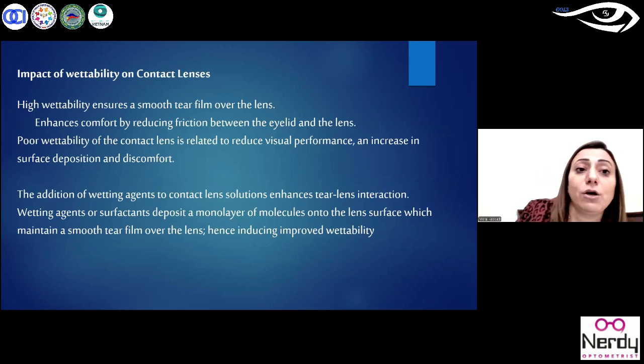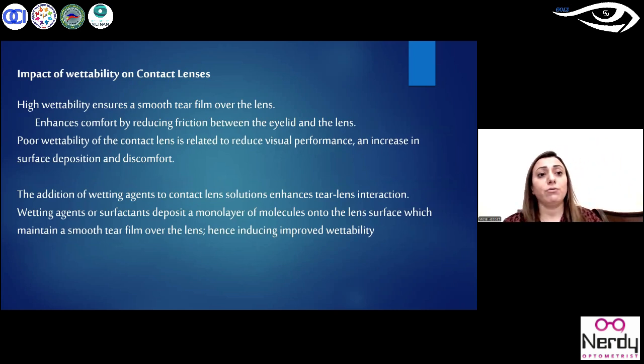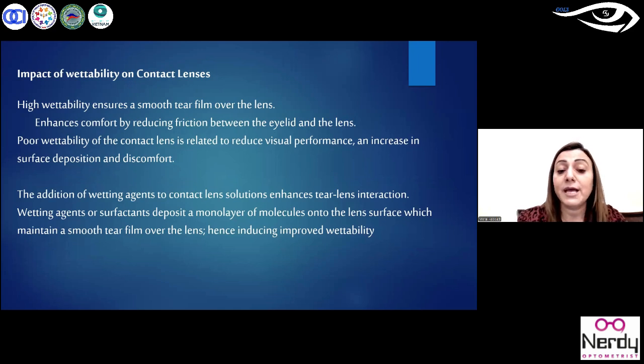Impact of wettability on contact lenses. We all agree now that high wettability ensures a smooth and stable tear film. A stable tear film, we need it for good vision, good clinical performance, and good comfort at the end. And poor wettability does the opposite, obviously. Now, we can manage wettability sometimes by the addition of wetting agents.